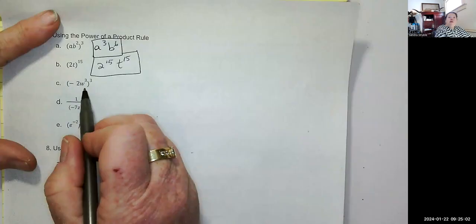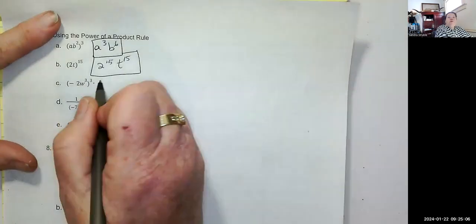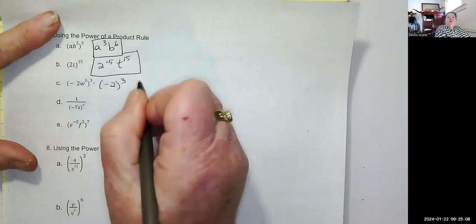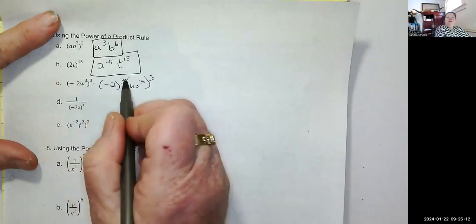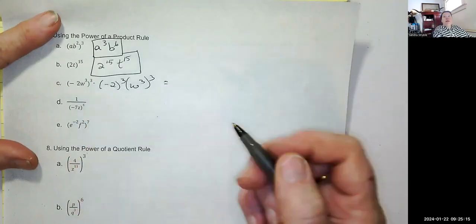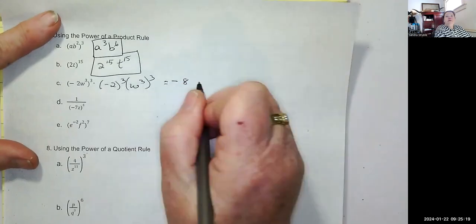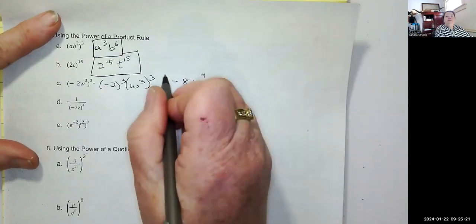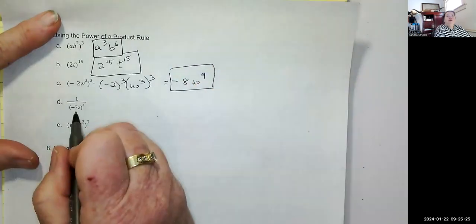Next one is negative 2w cubed. So we take the negative 2, cube it. We take the w cubed and cube that. Negative 2 cubed is going to be a negative because it's an odd exponent. 2 cubed is 8. And then w to the 9th. All right, 1 over negative z to the 4th.